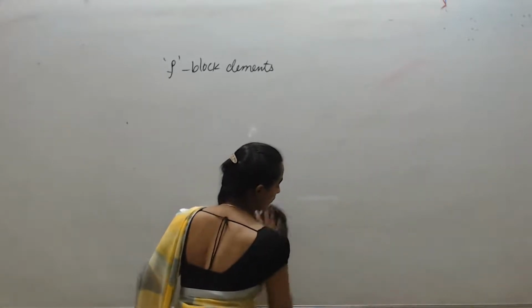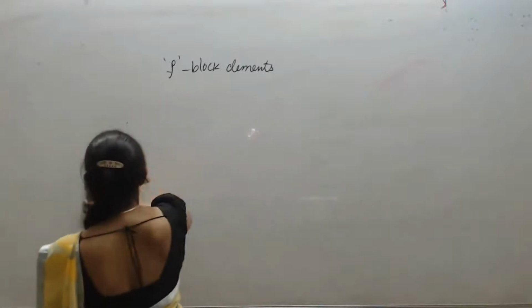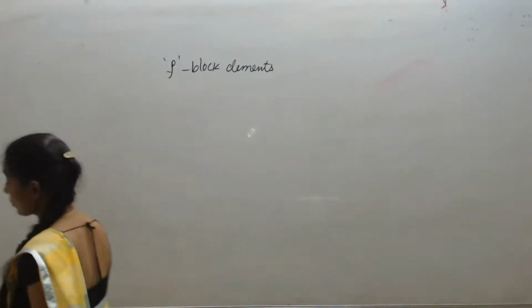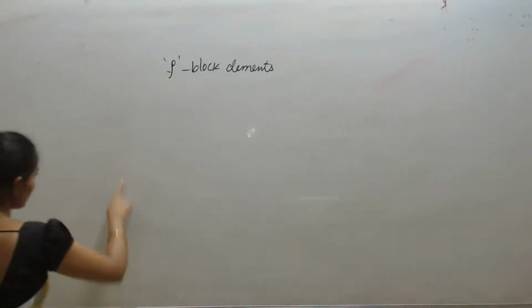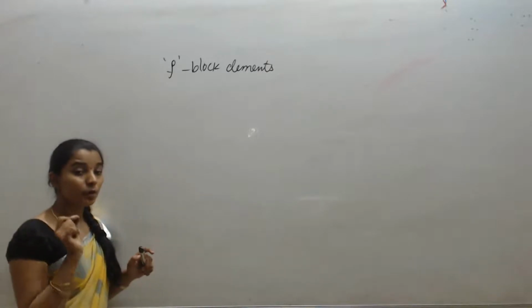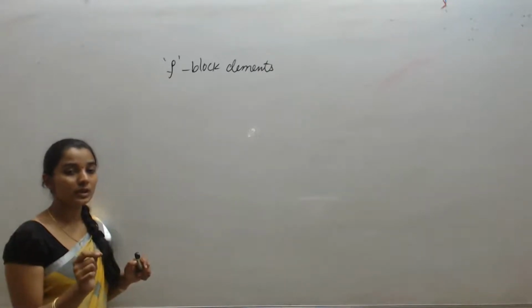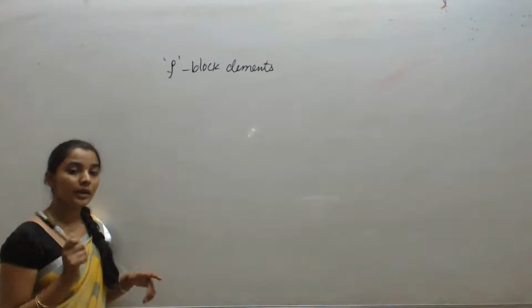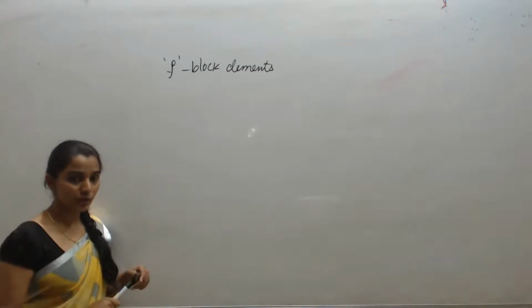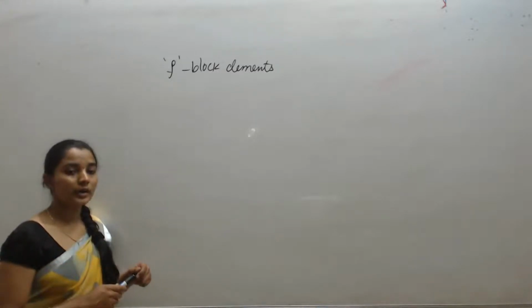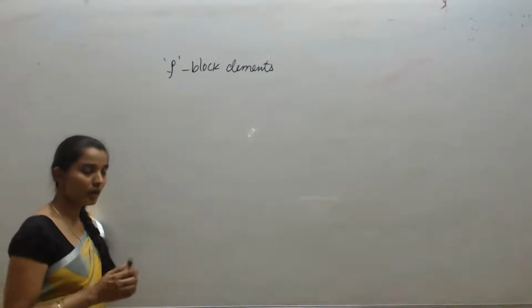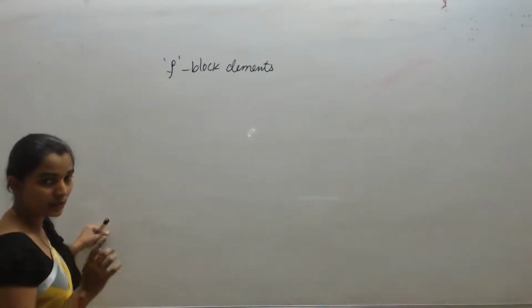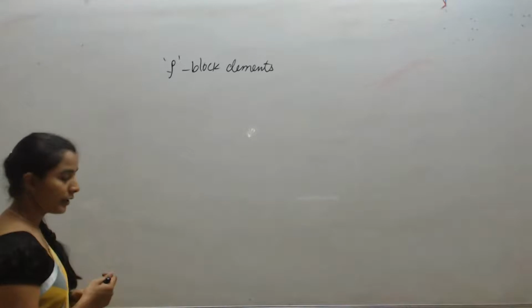Chemical properties of what? Lanthanides. In that, students, I forgot to tell one thing. I wrote the lanthanides, right? In that, promethium is there. Promethium is a radioactive element. Except promethium, none of them are radioactive.